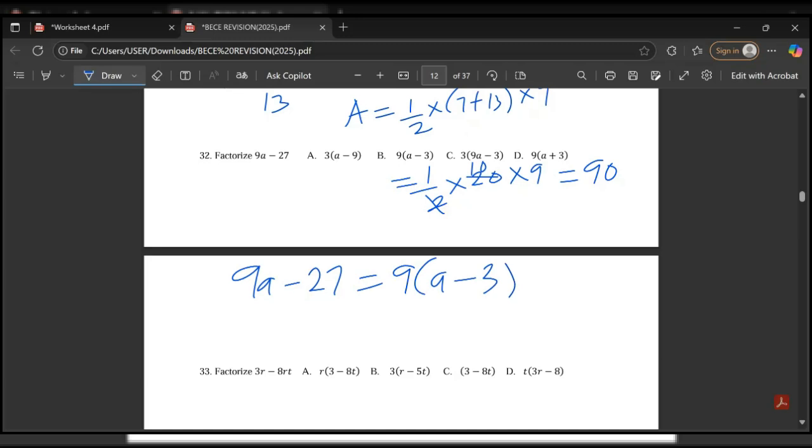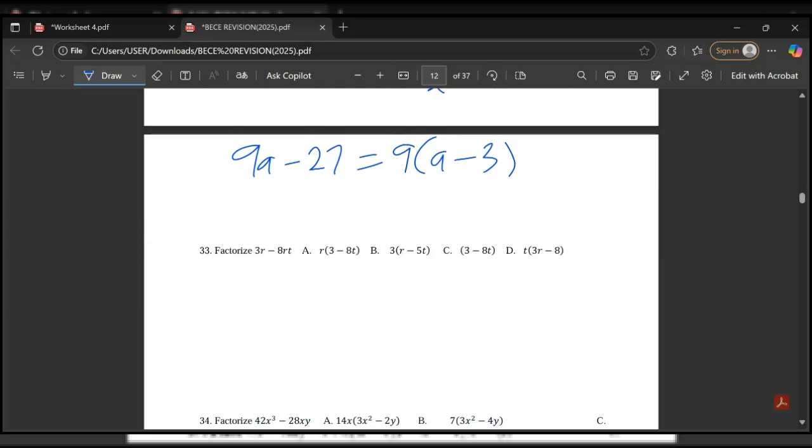The next question, question 33. We have to factorize 3R minus 8RT. So we look for something that is common as well. 3 is not common, it's only R that is common. So we open the bracket, that will be 3 minus 8T. 3 minus 8T, that's option A.